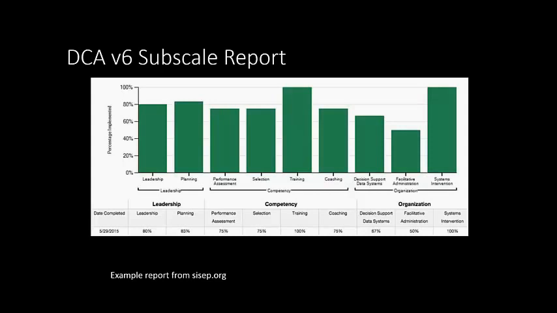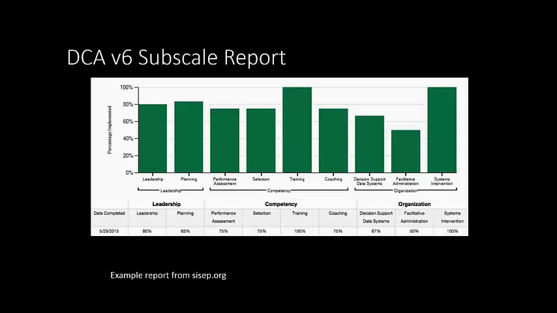And then we divide those 9 categories into drivers. You have leadership drivers, competency drivers, and organizational drivers, and then a total assessment score at the bottom. And this is the last query you can run in the district capacity assessment on the website at SISUP. It really gives a team a good overview of what areas we need improvement in.